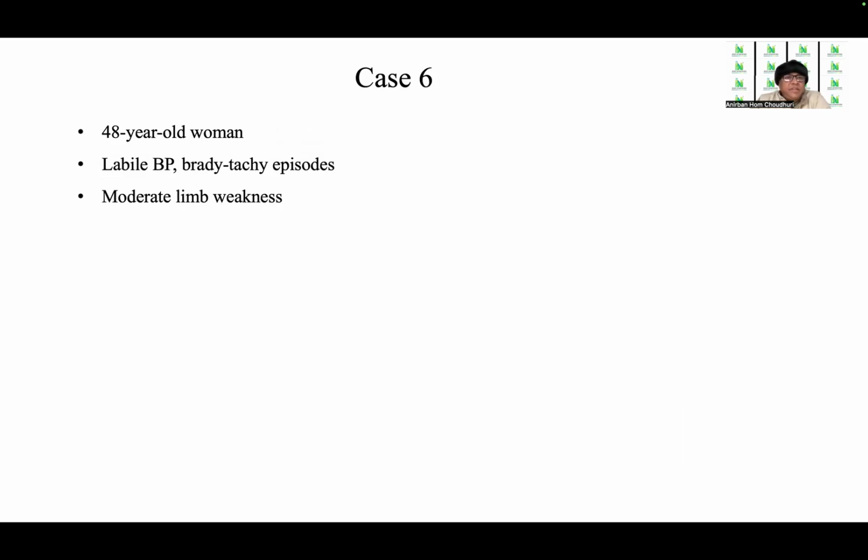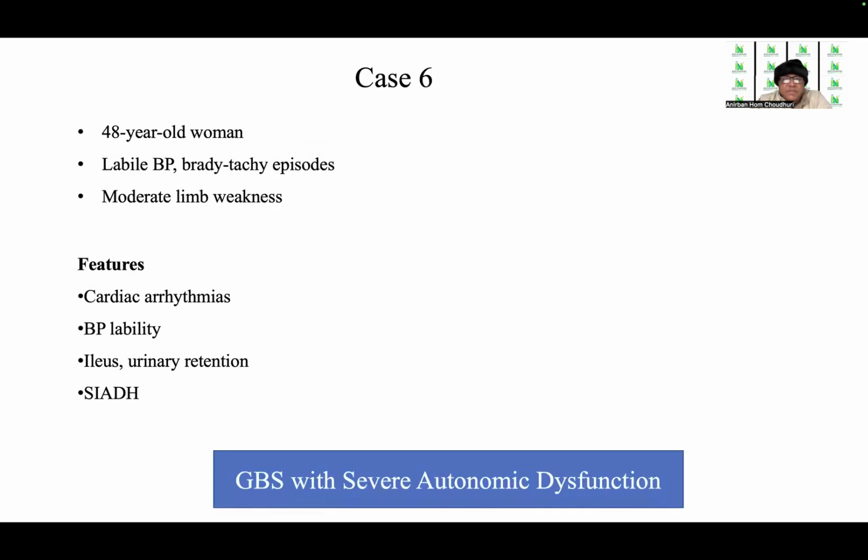Coming to case 6, a 48-year-old woman who has labile blood pressure with recurrent brady-tachy episodes with moderate limb weakness, also shows features of cardiac arrhythmias, labile blood pressure, ileus and urinary retention, or manifestations of CIAD, including polyuria, etc. So this happens in GBS with severe autonomic dysfunction. This is also considered another variant. Its ICU relevance is because autonomic dysfunction here is a major cause of mortality.